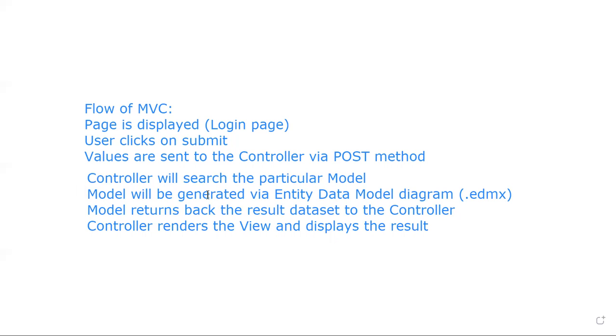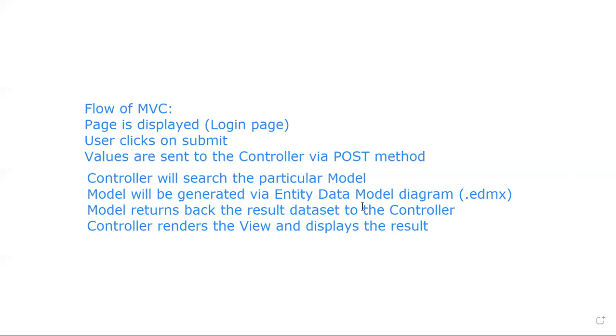So how can the model be generated? The model will be generated via entity data model diagram, that is .edmx file. After the controller searches the particular model, the model will process the data. It performs a particular operation like insert, select, update, delete or truncate, and the model returns back the result data set to the controller.